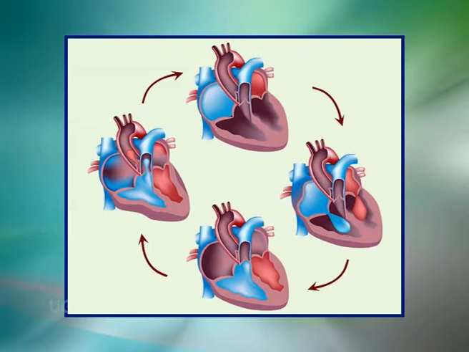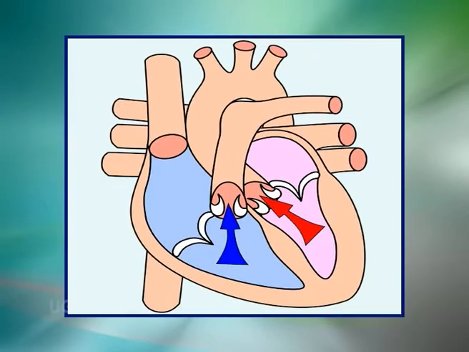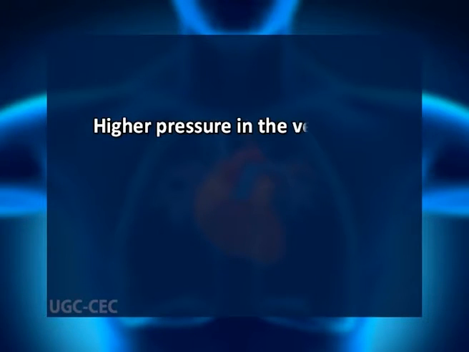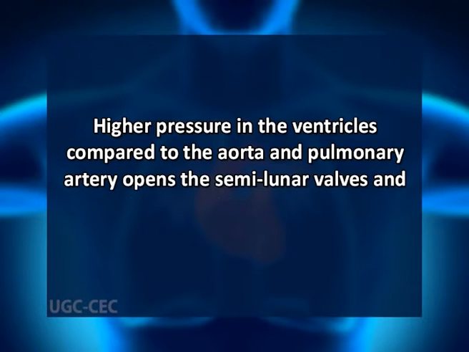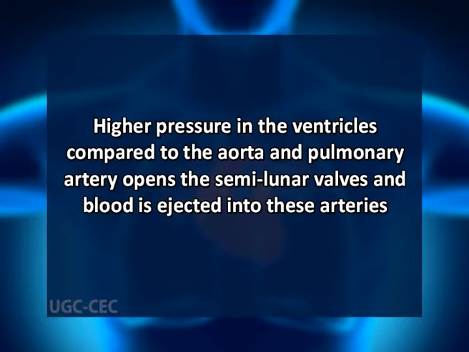Stage 1. Ventricular diastole and atrial systole. Both ventricles relax simultaneously. This results in lower pressure in each ventricle compared to each atrium above. Stage 2. Ventricular systole and atrial diastole. Both atria then relax. Both ventricles contract simultaneously. This results in high pressure in the ventricles compared to the atria above. Higher pressure in the ventricles compared to the aorta and pulmonary artery opens the semilunar valves and blood is ejected into these arteries.